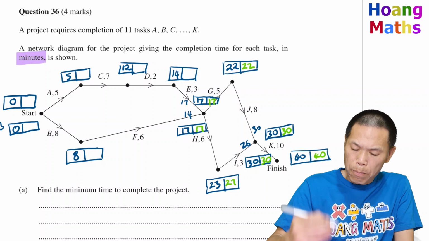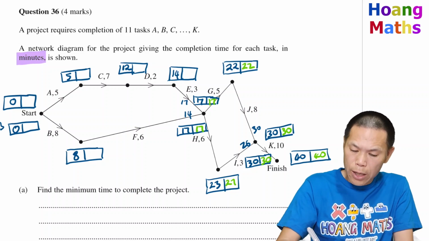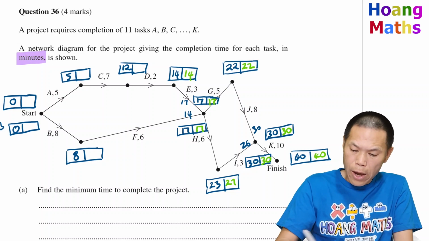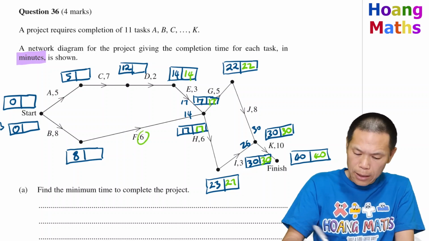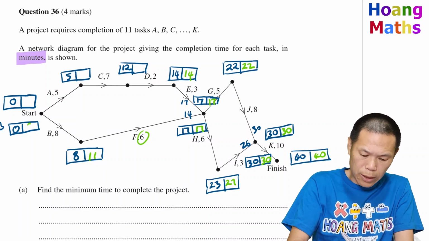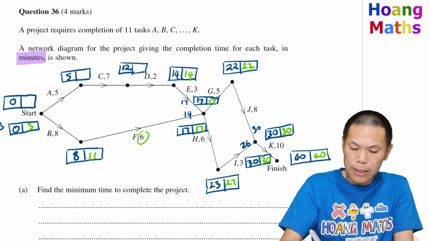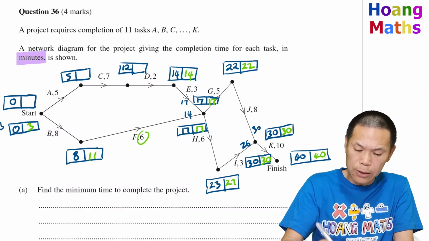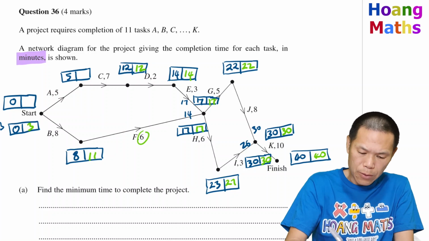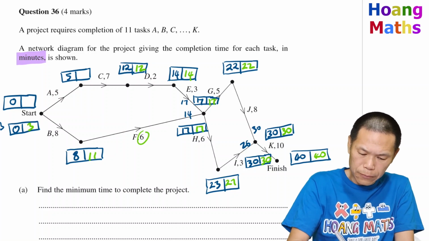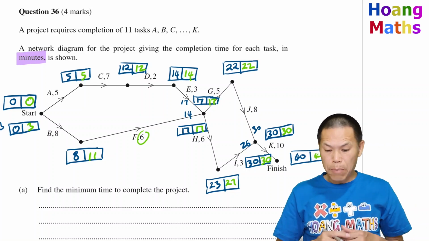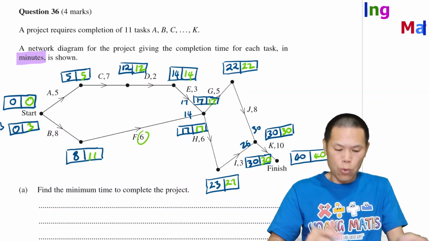Then we go back 17 minus 3 for E, which gives me 14. For F, 17 minus 6 is 11, and 11 minus 8 gives me 3 here. Going to activity D, going backwards, 14 minus 2 is 12. And 12 minus 7 gives me 5. And 5 minus 5 is 0. So that's about it. Now we can answer the questions.